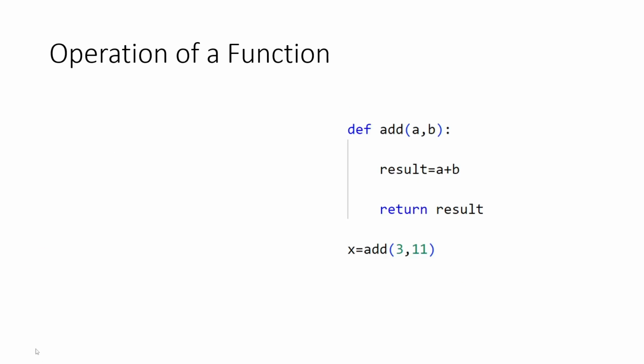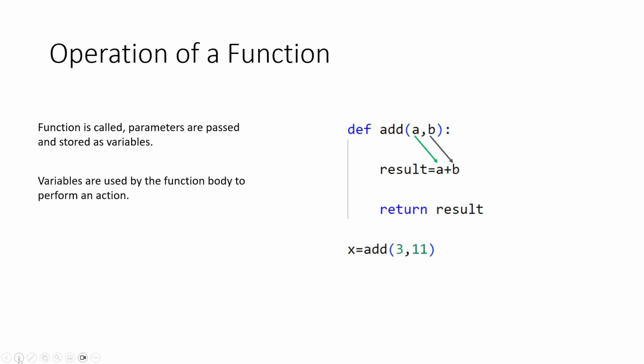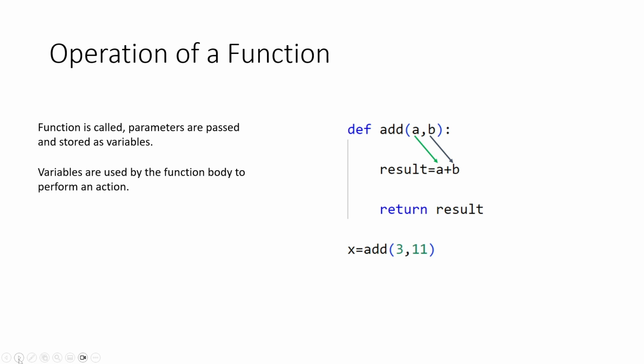If we take a deeper look into how this function works, here's a more visual representation. We call the function, parameters are passed and stored as variables. The value 3 is the first value sent to the function, so it's stored in the first position of the function definition, and it's stored as the variable a. The second value, 11, gets stored as b. And then when we calculate the function, we'll see the result is going to be equal to a plus b, which are the first and second values passed into the function.